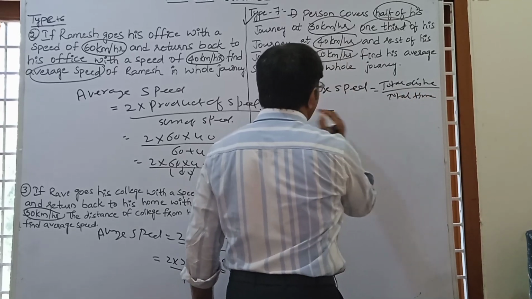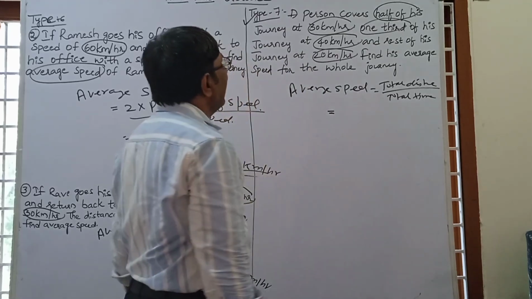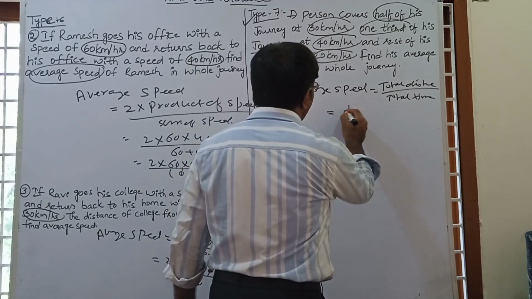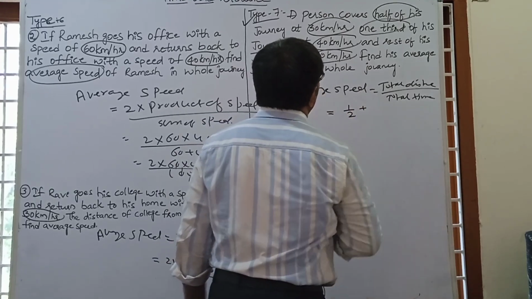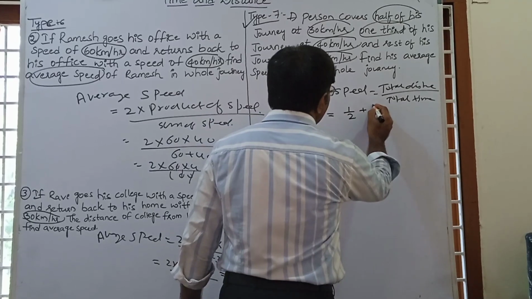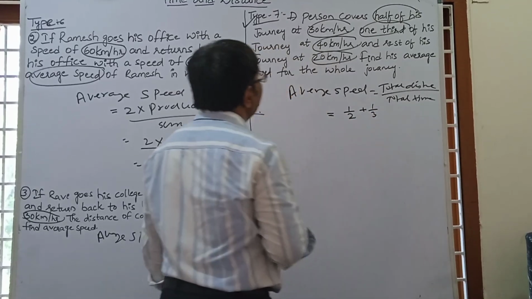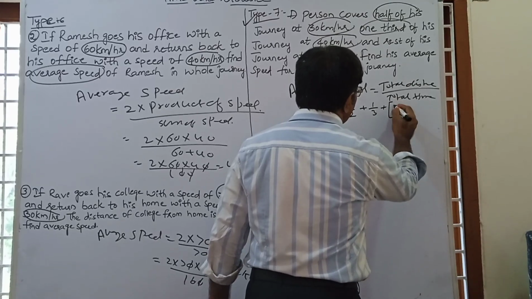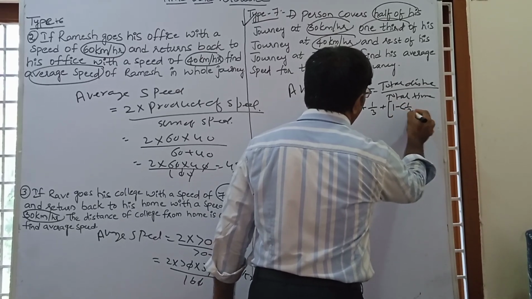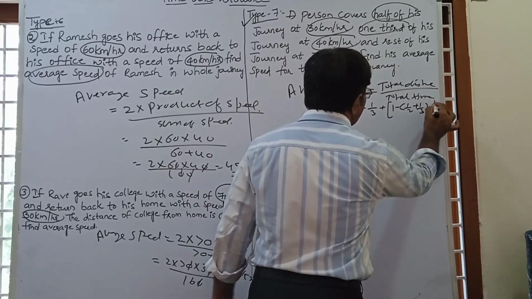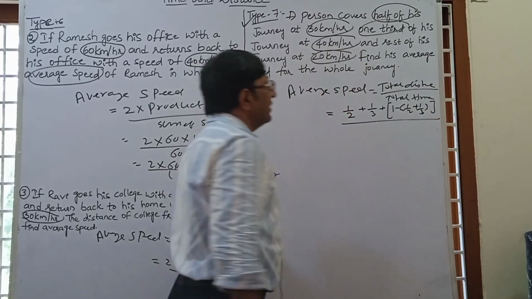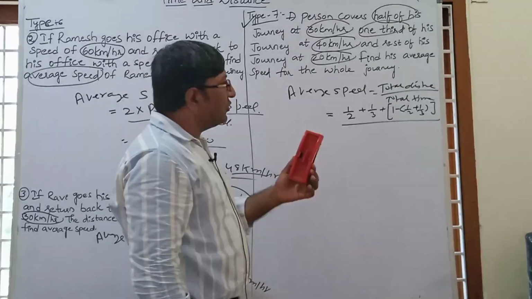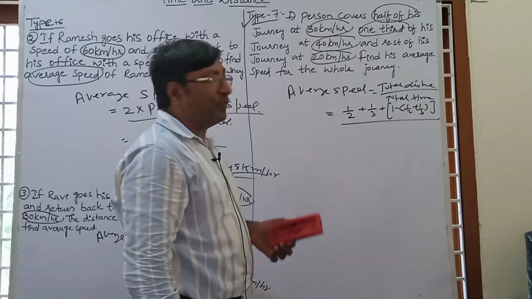So what is the total distance? Total distance is not given, it is given as half of a journey. So suppose the journey was 1, then first half, and second one third of a journey, so again this is 1 by 3, and then the rest of the journey. Rest means, suppose the total was 1, then 1 minus (half plus 1 by 3). This is the rest of the journey.